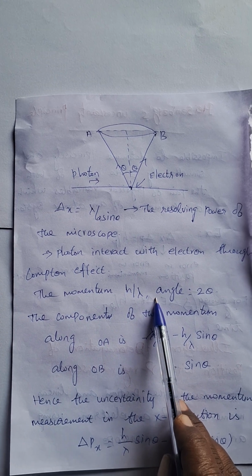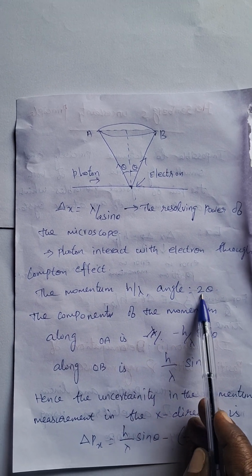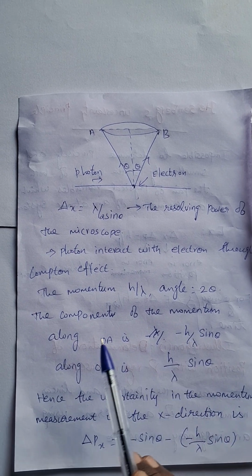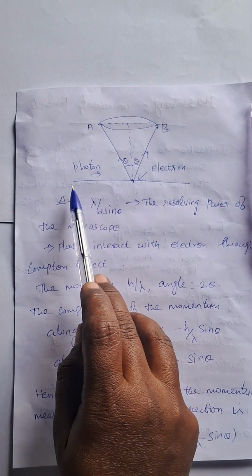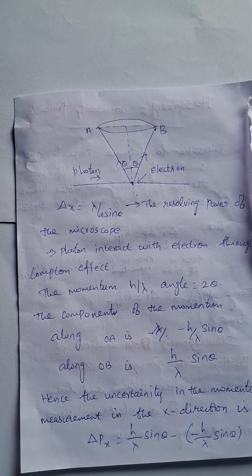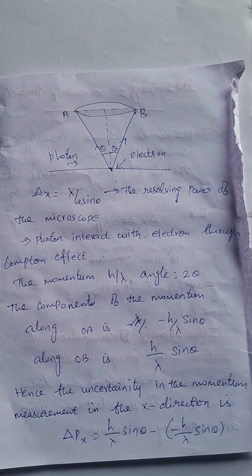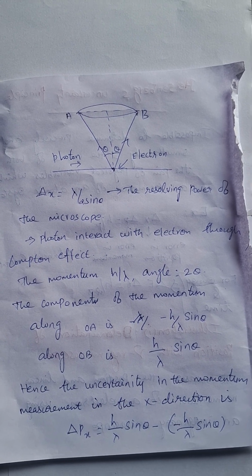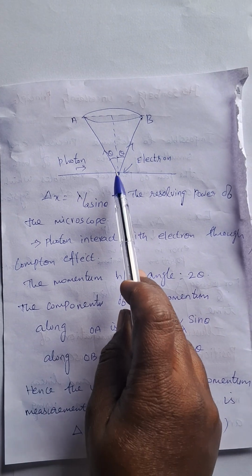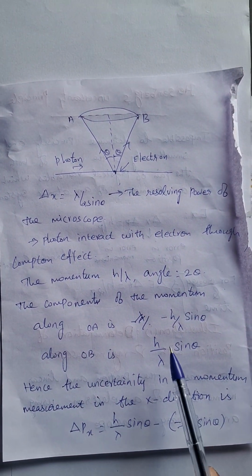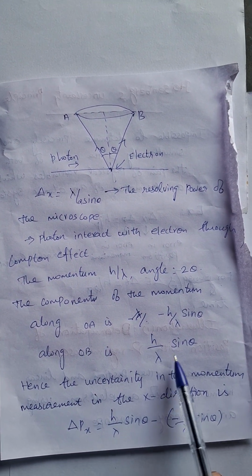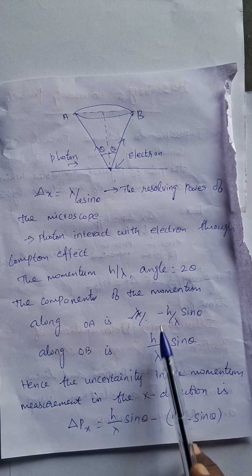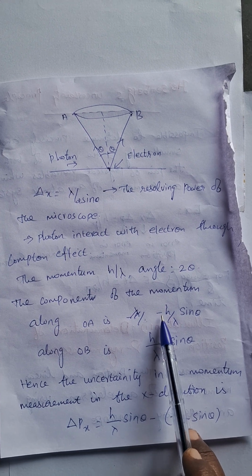In this case, the photon momentum is h by lambda, at angle 2 theta. The component of the momentum along the OA axis, in this direction, is minus h by lambda sin theta. This is in the negative direction, so we have mentioned the negative sign. Similarly, in the OB direction, it is in the positive direction, so it is h by lambda sin theta. This is along the negative direction and this is along the positive direction, so we have mentioned the negative symbol here.